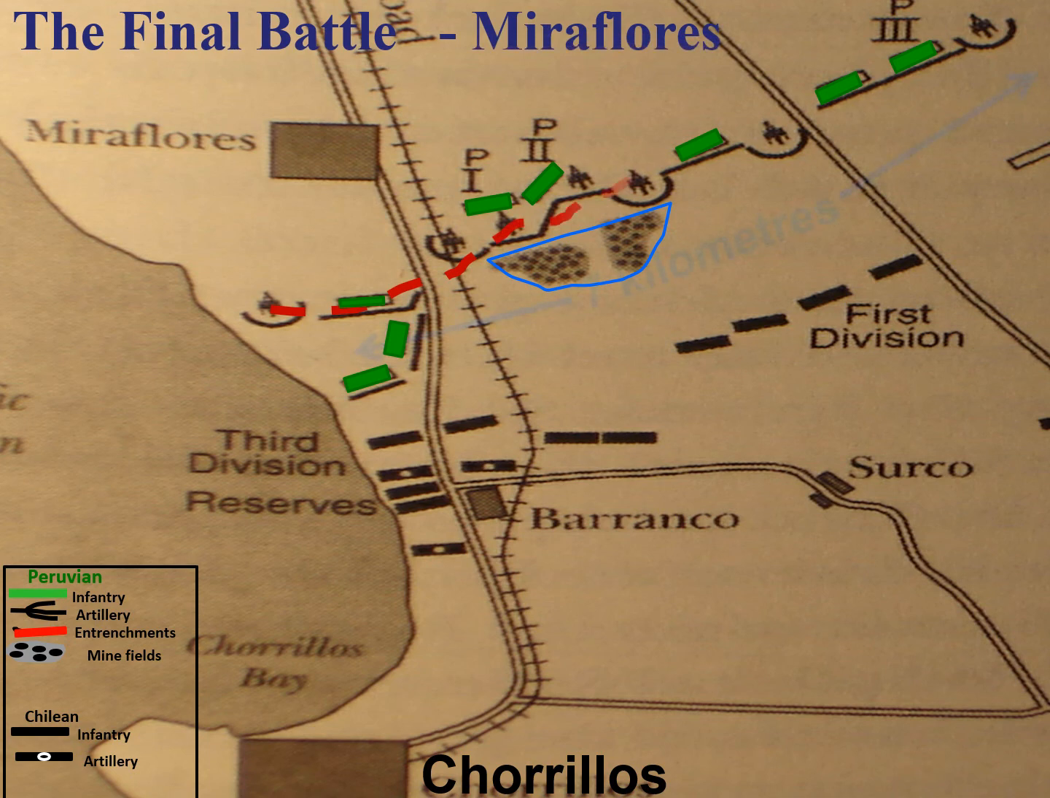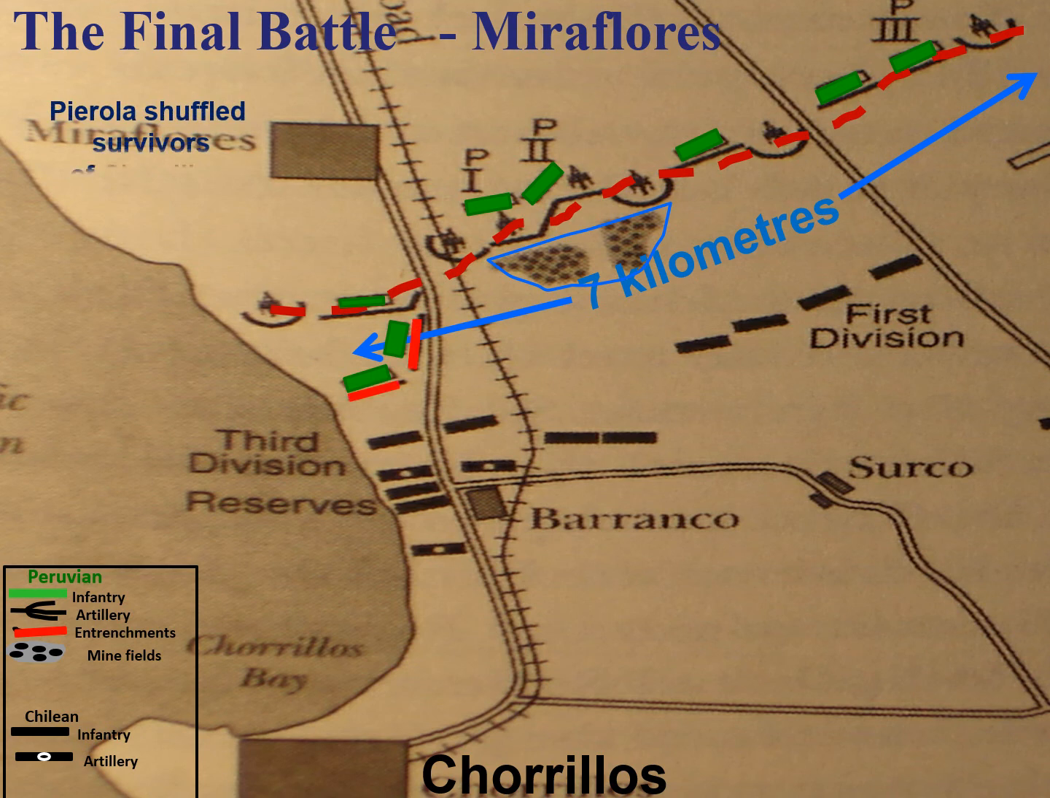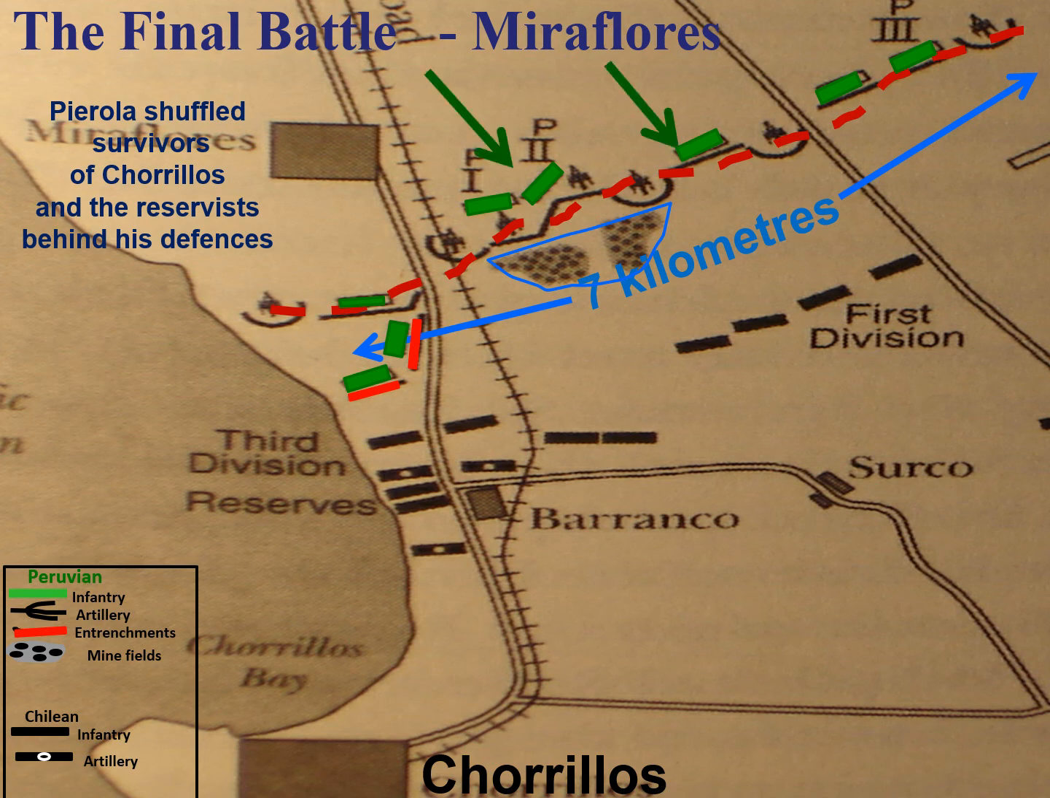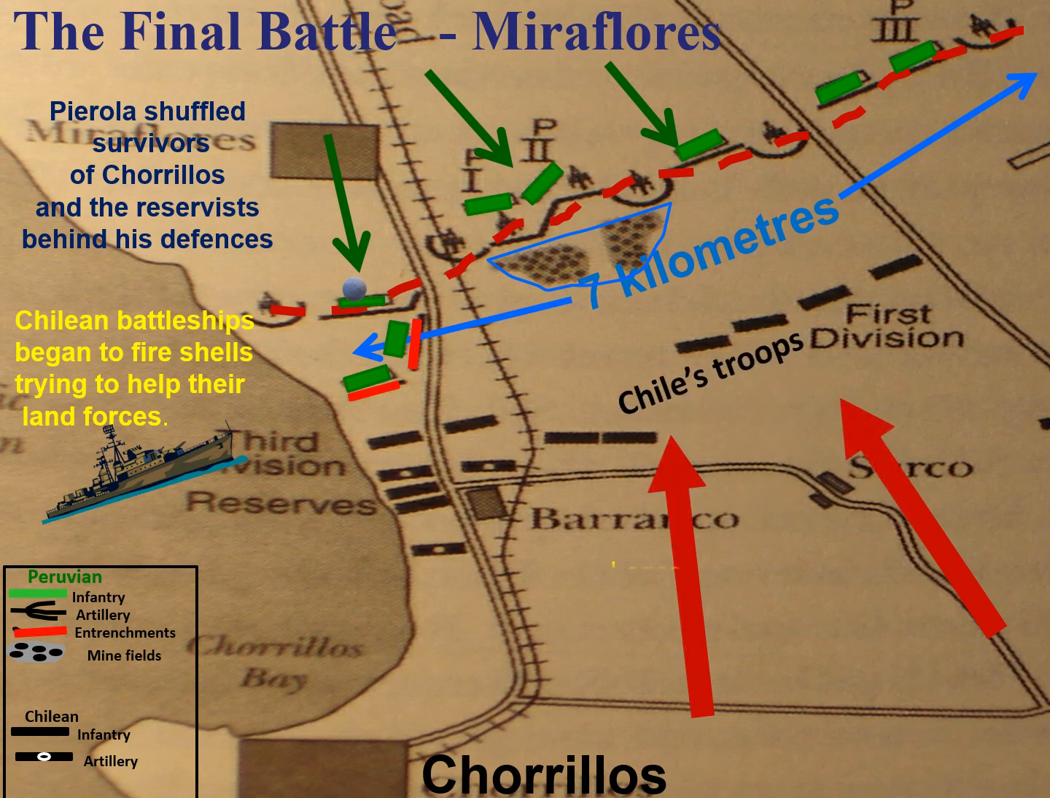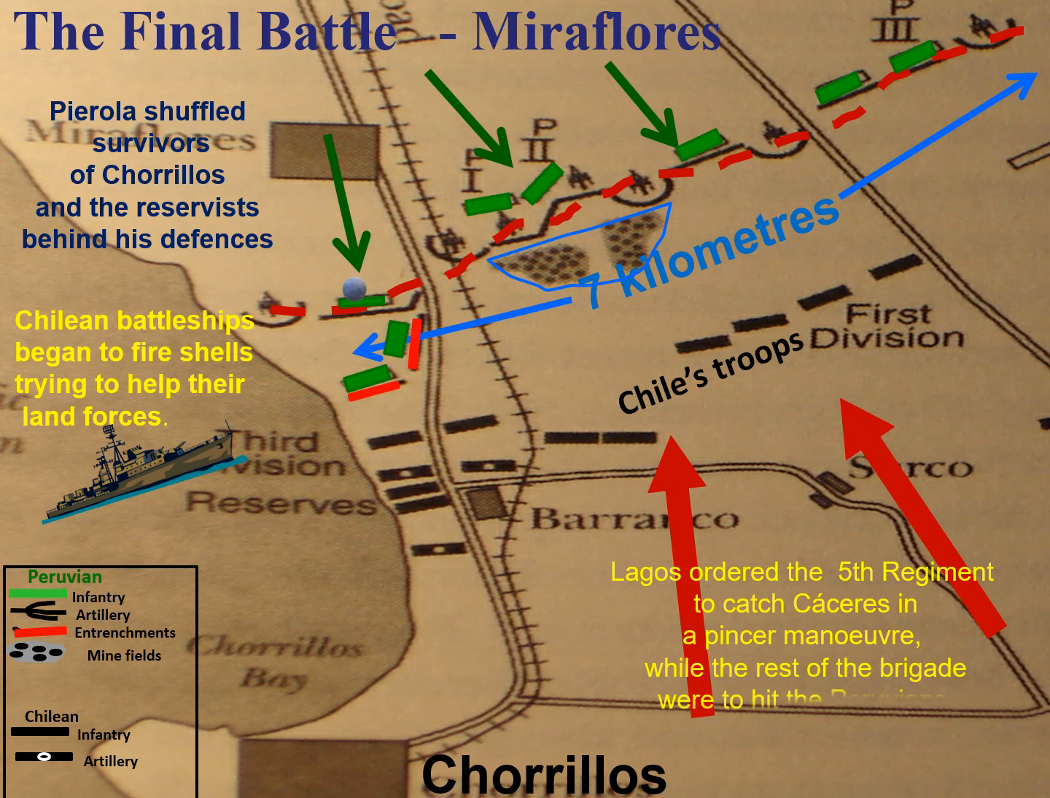For the final battle at Miraflores, the extensive Peruvian line of defense, seen here in red, stretches for 7 kilometers and has mine fields in front. And Nicolas Pierola reshuffled the survivors of Chorrillos and the reservists behind his defenses. At the same time, the Chilean battleships began to fire shells, trying to help the land forces. Then Chile's troops started moving towards the defenses, and General Lagos ordered the 5th Regiment to catch Cáceres in a pincer maneuver, while the rest of the brigade were to hit the Peruvians with a frontal charge.